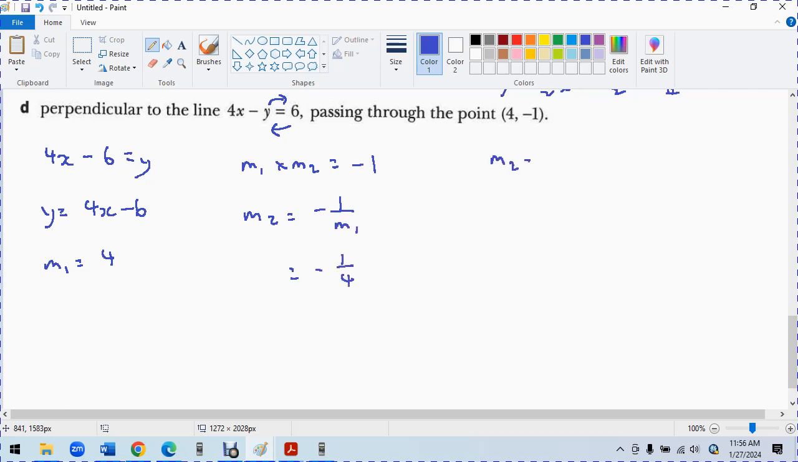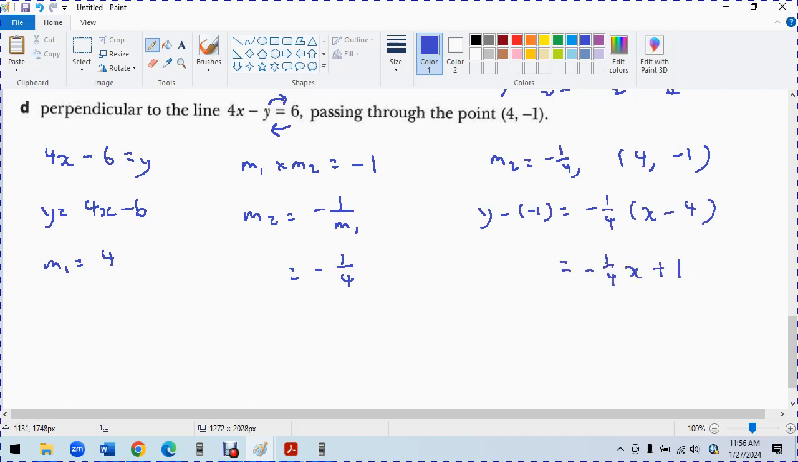So the gradient 2 is negative 1 over 4 and it passes through the point (4, negative 1). So we have y minus negative 1 equal to negative 1 over 4 (x minus 4). So we have negative 1 over 4 x plus 1 and then minus 1. So y equal to negative 1 over 4 x.